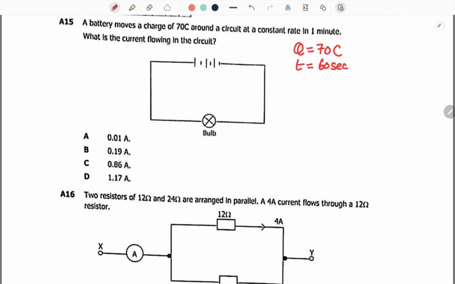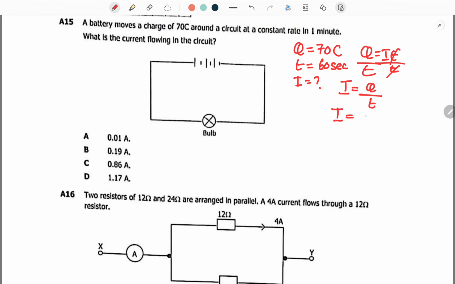Current is represented by the letter I. But we know that charge is equal to I T. So our charge is going to equal, what is the current? The current we don't know, so that's what we're finding. We can make current the subject by simply dividing both sides by time. So our current is going to equal our charge over our time.